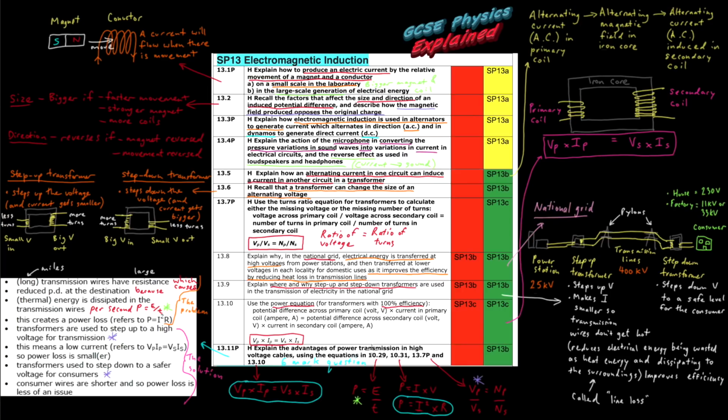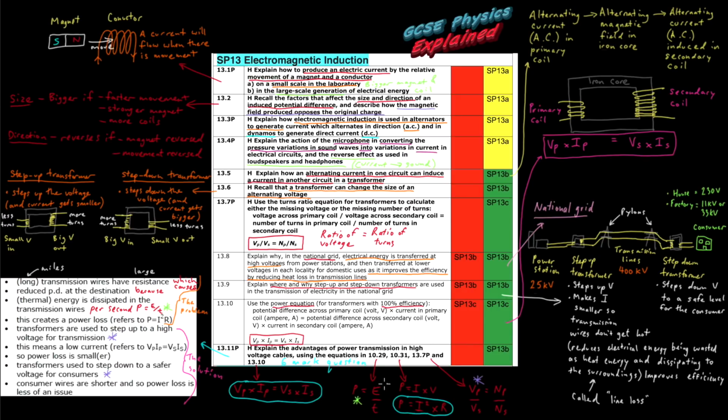Explain the advantages of power transmission in high voltage cables using the equations in 10.29, 10.31, 13.7. Okay, so this will be a 6 marker. And the way that you use these equations to explain what's happening with power transmission in the national grid is like this. Every time that there's a bullet point down here, you could potentially get 1 mark. So you don't have to remember all of this, just remember 6 of it.